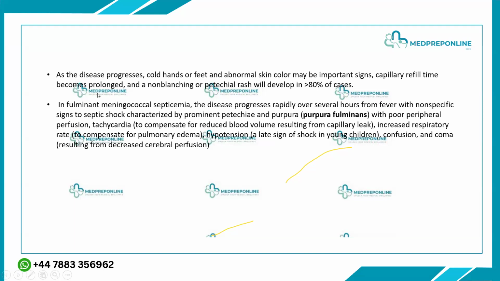In fulminant meningococcal septicemia, the disease progresses rapidly over several hours from fever with non-specific signs to septic shock, characterized by prominent petechiae and purpura. So, ये जो basically इसमें purpura and petechiae आता है, इसको हम purpura fulminans कहते हैं. With poor peripheral perfusion, tachycardia, increased respiratory rate, hypotension, confusion and coma.